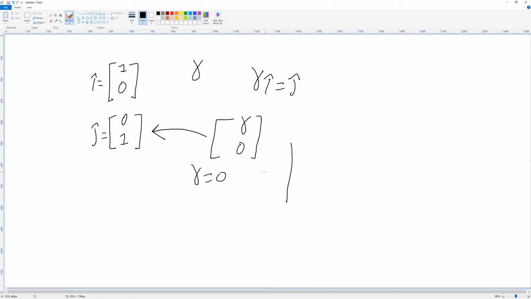And geometrically, this makes sense. If we think about what multiplying does here, i hat looks like this. Multiplying by a scalar gamma, you can get to here, but you can't move along the axis on which j hat lies. This is j hat, and there's no way to multiply i hat by anything to get j hat. So these two vectors are linearly independent. And that's it for problem 3.